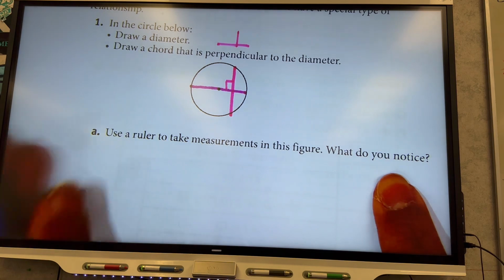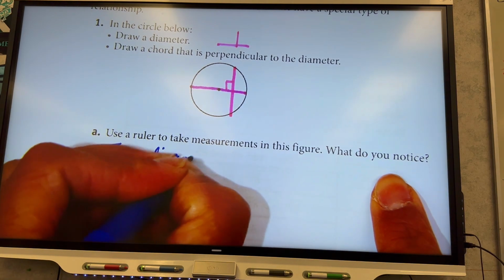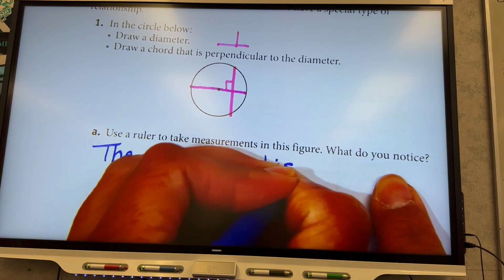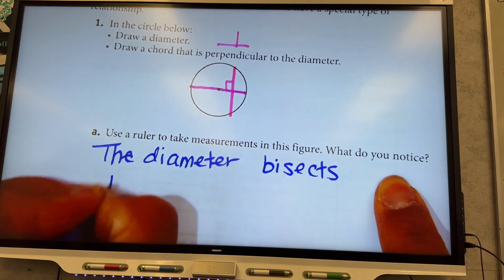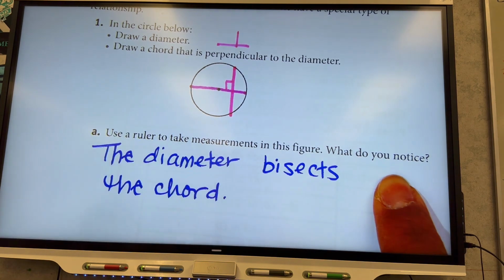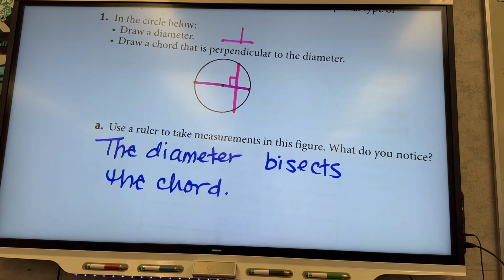We're going to write that down. The diameter bisects the chord. If you don't remember what the word bisect means, you got to get used to it. It means cuts in half. Then it says to compare your answer with your neighbors. We didn't do that because we're doing everything together.